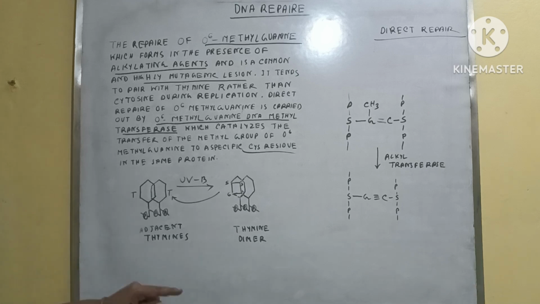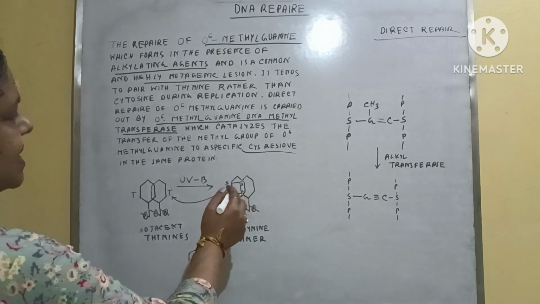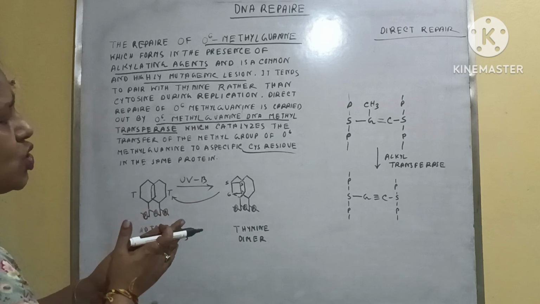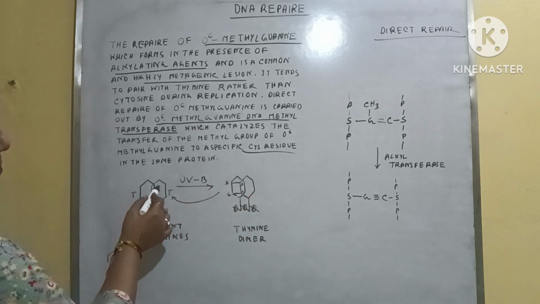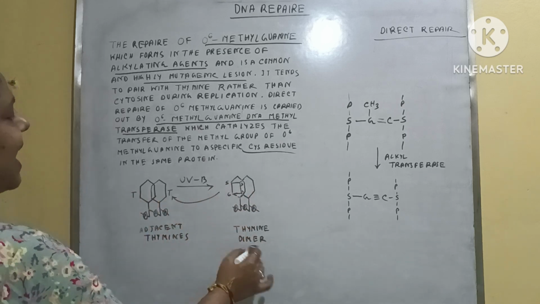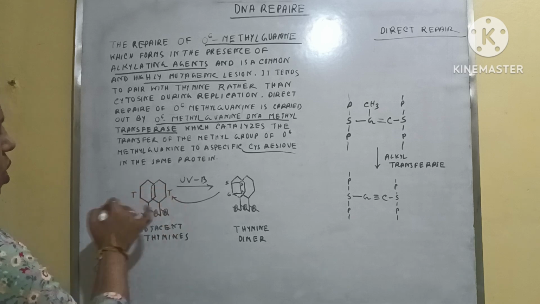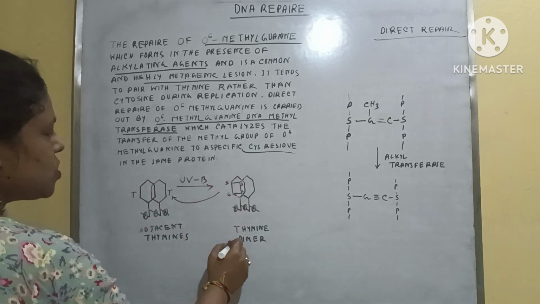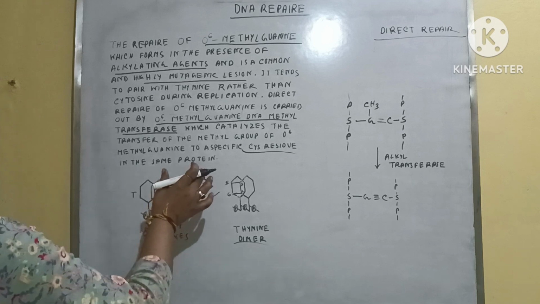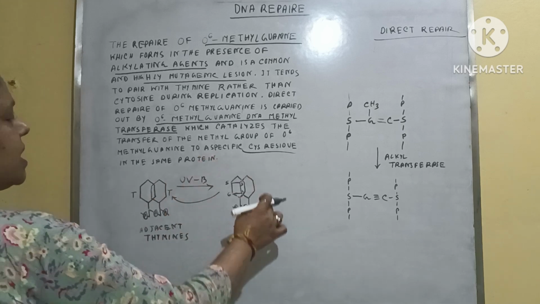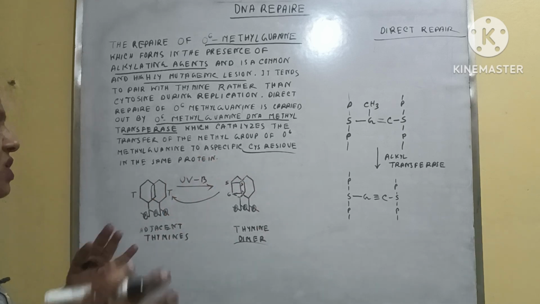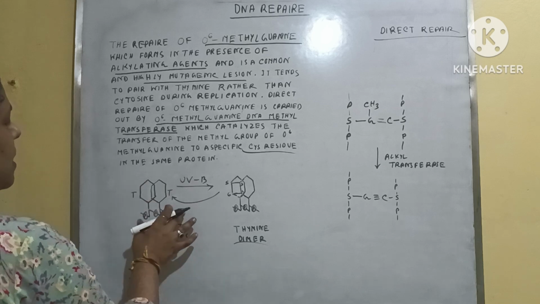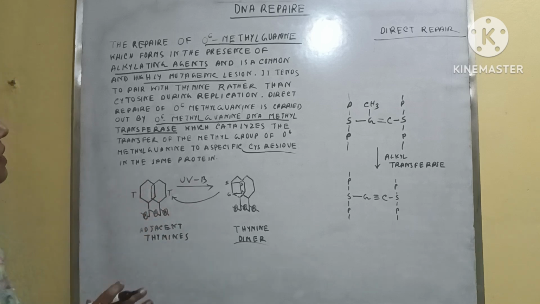thymine dimer is formed. Why is it called a dimer? You can see that two are attached to each other, not in a separate situation. That is called a dimer. Each one is called a monomer, and when two bind with each other, it is called a dimer. So here, in the presence of UV rays, the dimer is formed, which is repaired to form the monomeric thymines.